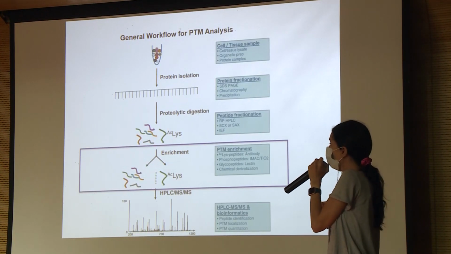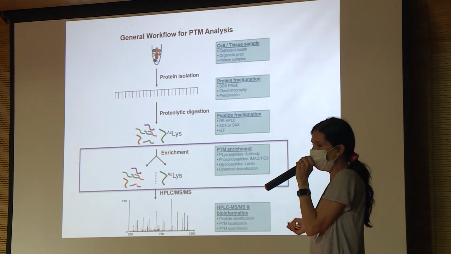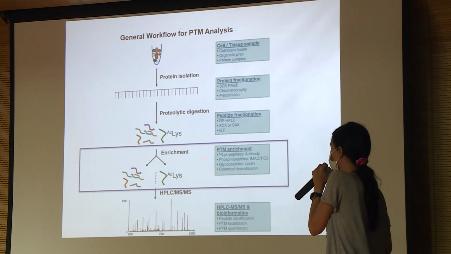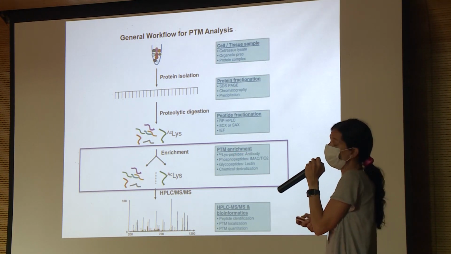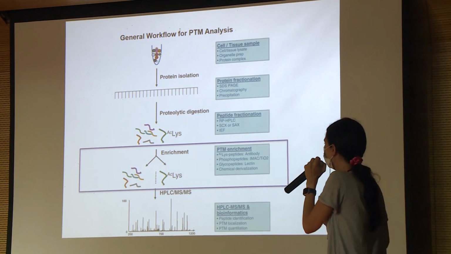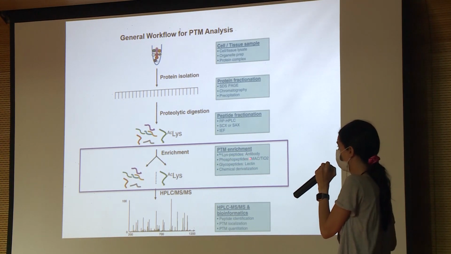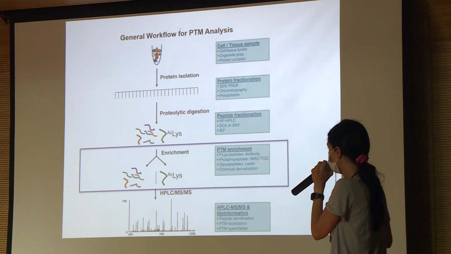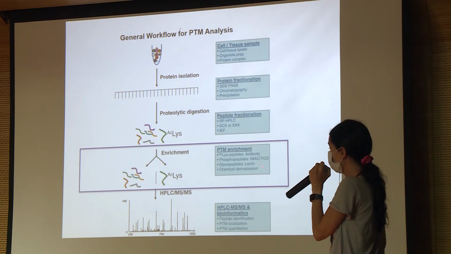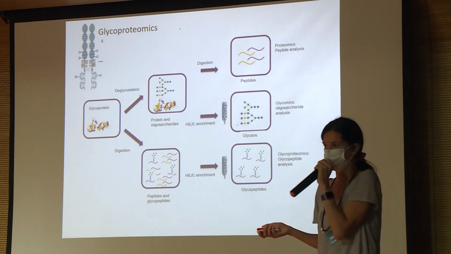So basically, the general workflow: we have protein isolation, proteolytic digestion, and this is the key to PTM analysis, enrichment. There are different ways for enrichment. We can use antibodies, for example, for acetylated lysines. For phosphopeptides, there are also enrichment strategies with immobilized metal affinity chromatography, or metal oxides such as titanium dioxide. For glycopeptides, we can use lectin or chemical derivatization, but it's always a very long procedure.